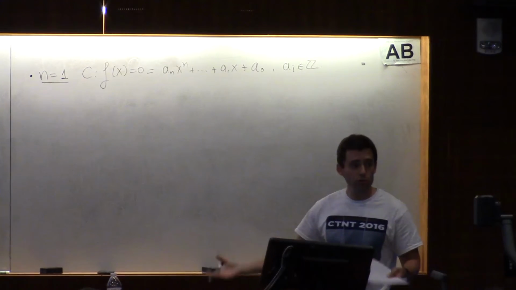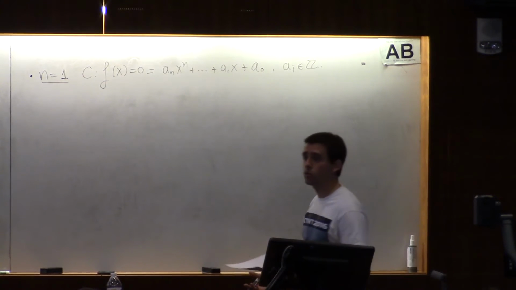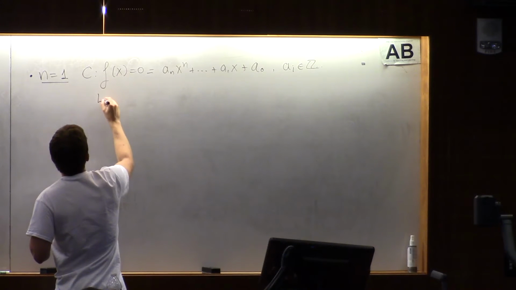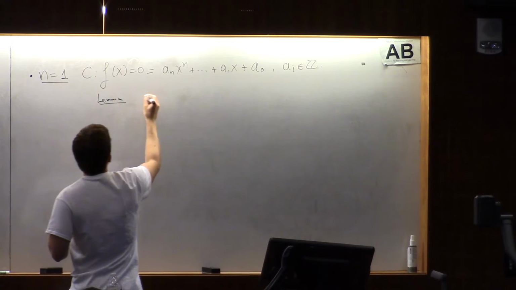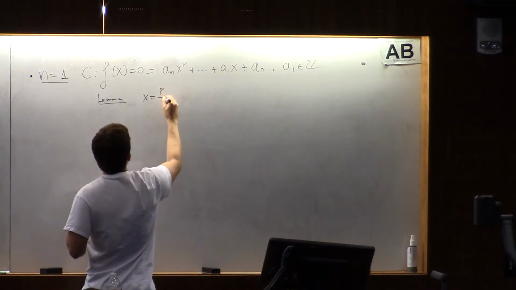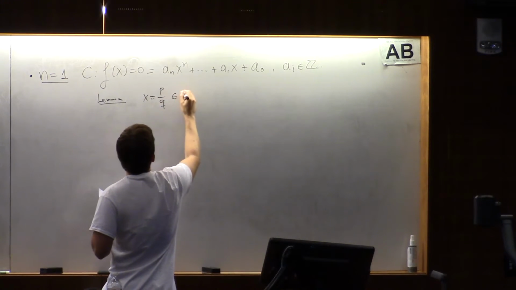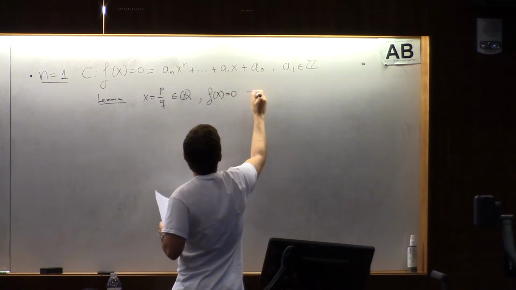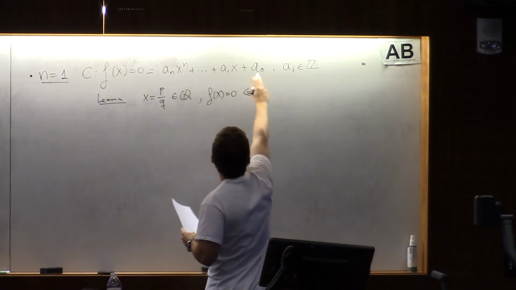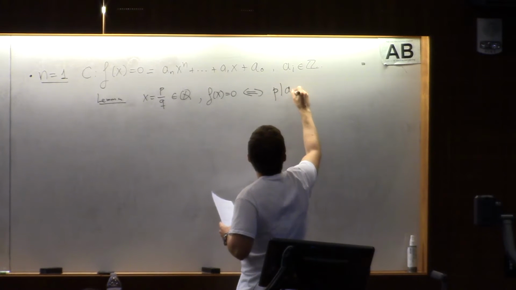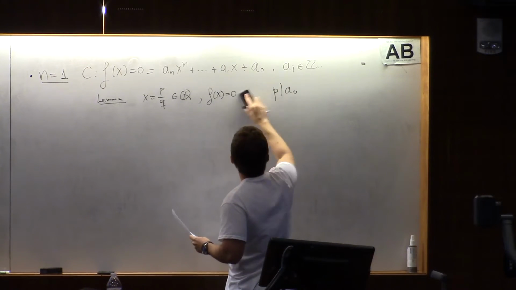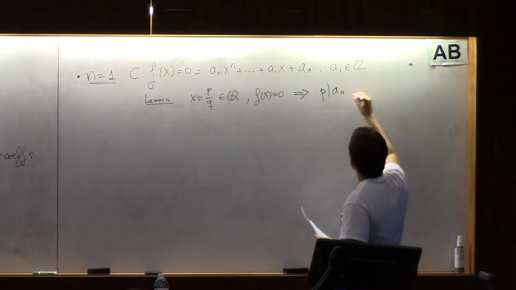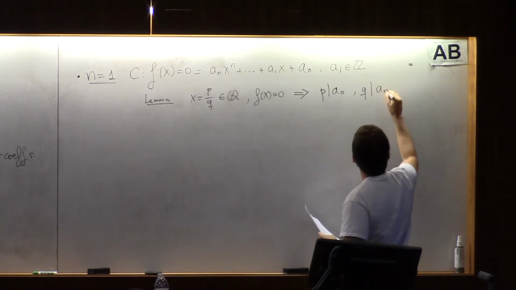We know how to find all the integer solutions, all the rational solutions, because it's easy to check that if P over Q is a rational solution, then P is going to divide a_0, and Q divides a_n.